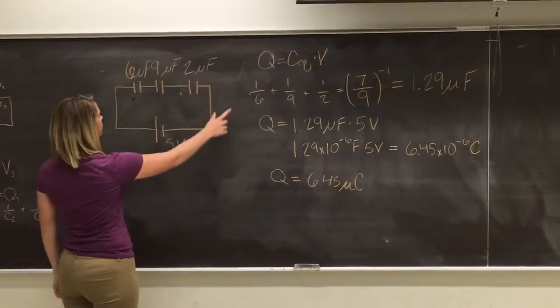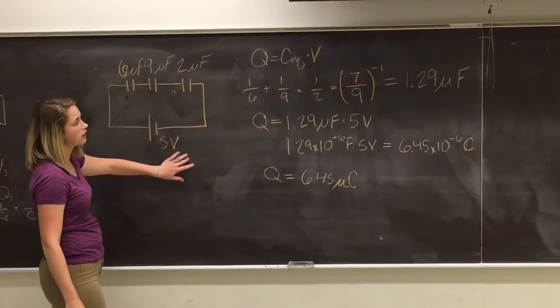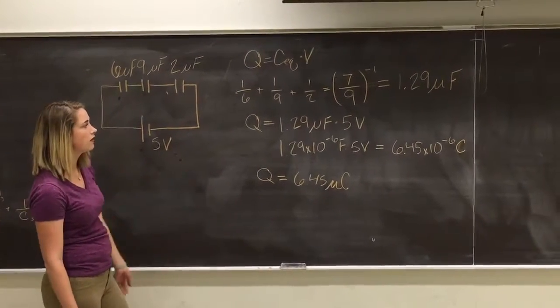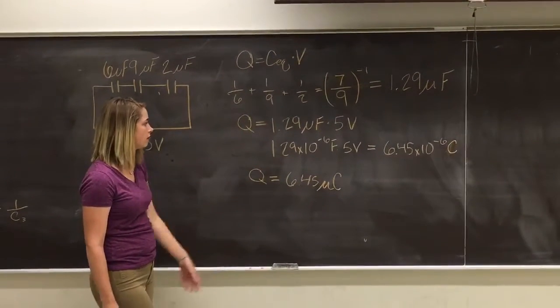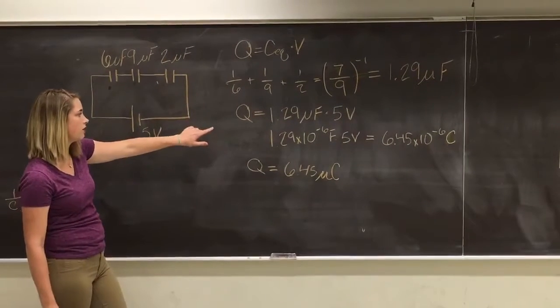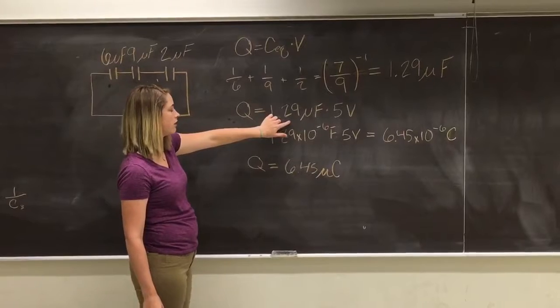So we have to take 1 over 6 plus 1 over 9 plus 1 over 2. That gives us 7 over 9. You take the inverse of that, so you have a total of 1.29 microfarads. And then you plug it into the equation, so you have Q equals 1.29 microfarads times 5 volts.